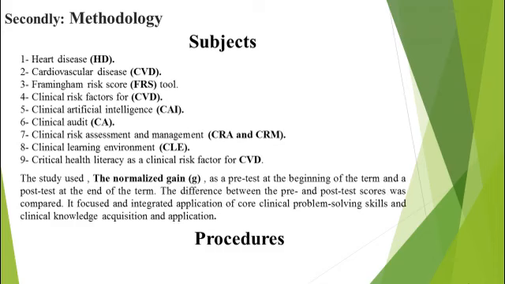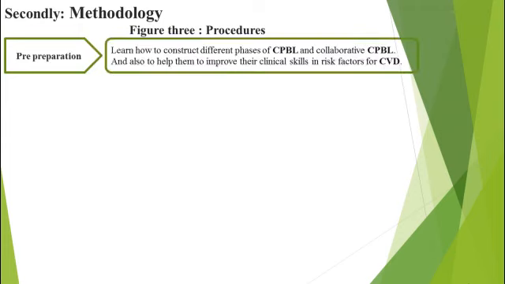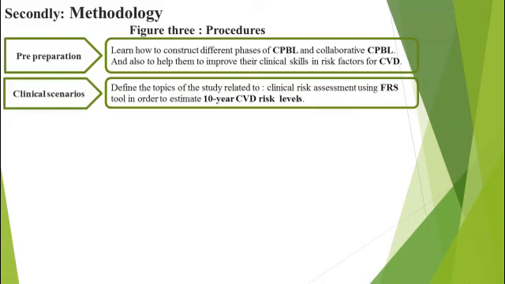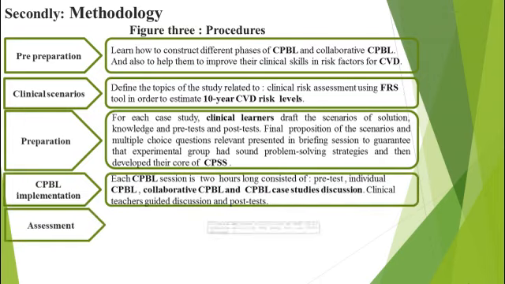Last element related to our procedures shown by figure number 3. The study process is based on 5 basic stages for the success of the implementation of clinical problem-based learning as follows: pre-preparation, clinical problems, so different scenarios in clinical risk factors for cardiovascular disease. After that, different sessions of clinical problem-based learning using FRS tool to estimate cardiovascular disease risk levels, and assessment of clinical problem solving skills, and finally data interpretation.